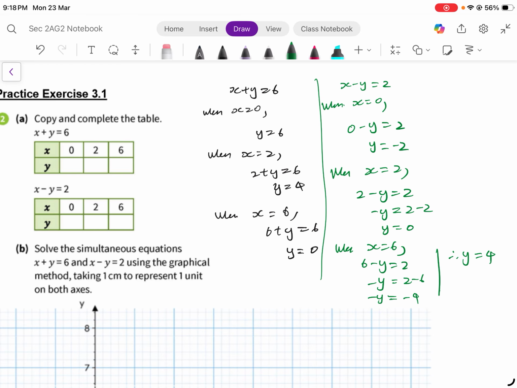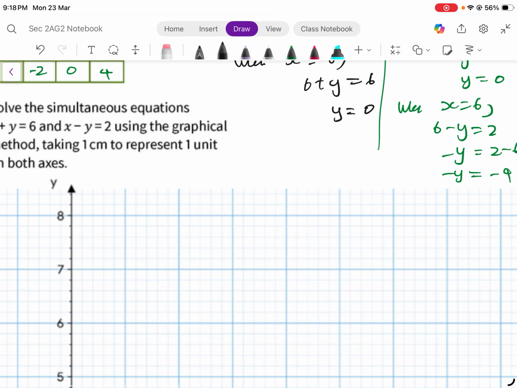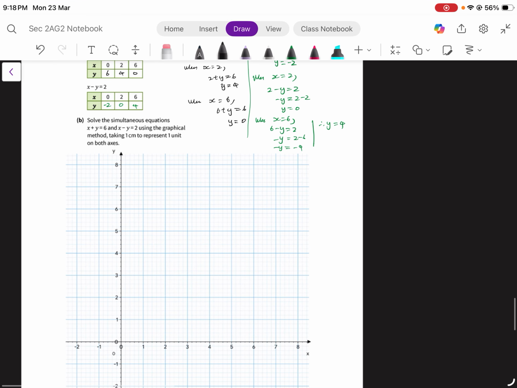So you have minus 2, 0, 4. And the other side, you will have 6, 4, 0. Okay, so this is a very easy question, I think. So x equals 0, y is 6. x is 2, y is 4. x is 6, y is 0. So that's my first line.